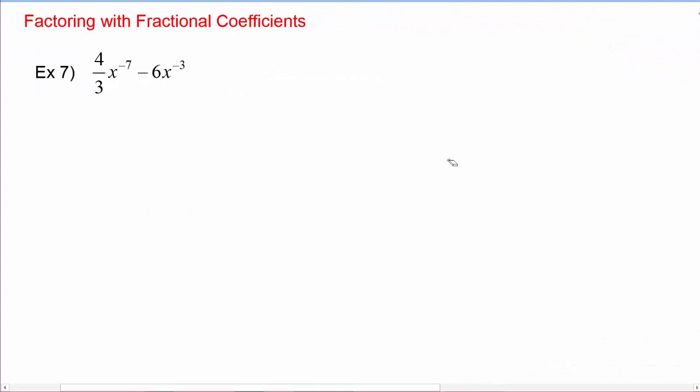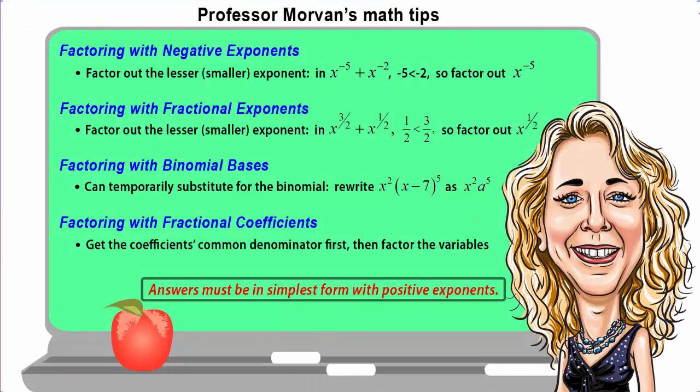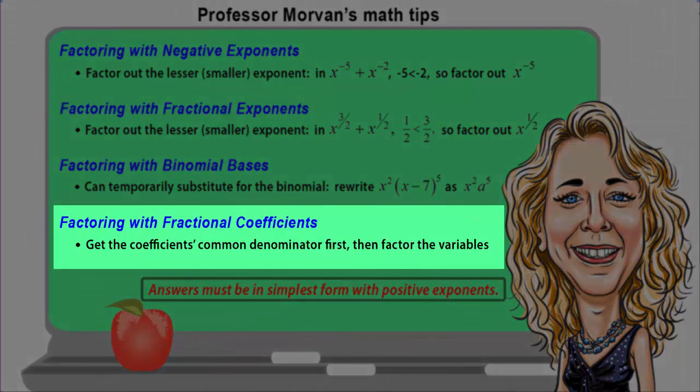Now, in example 7, for the first time we're going to have coefficients that are fractions. And if we go back for a minute to the math tips screen I had up at the beginning, my strong suggestion to you when you are working with fractional coefficients is that you get the coefficient's common denominator first, rewrite the expression over that denominator, and then go ahead and factor the variables, because now they'll have integer coefficients, and it's just easier to factor them that way.